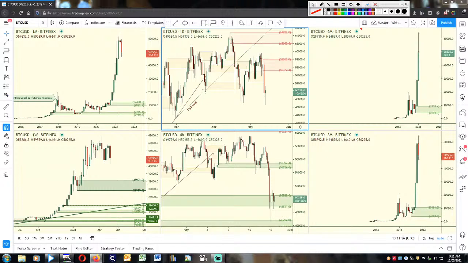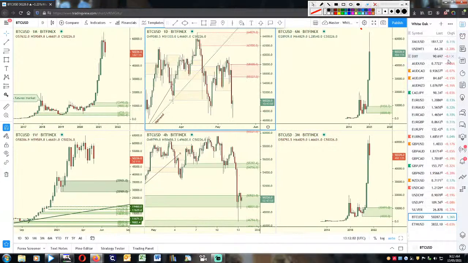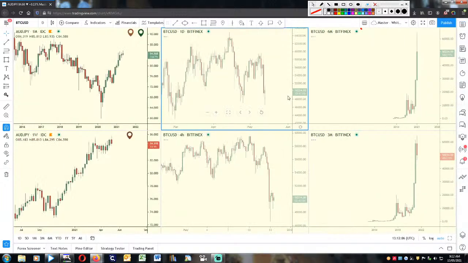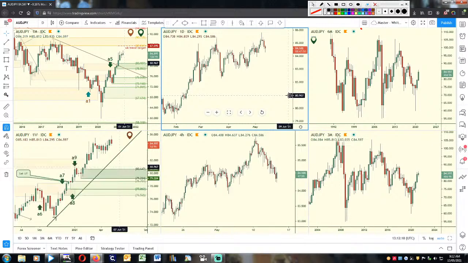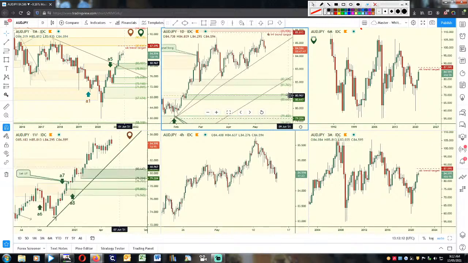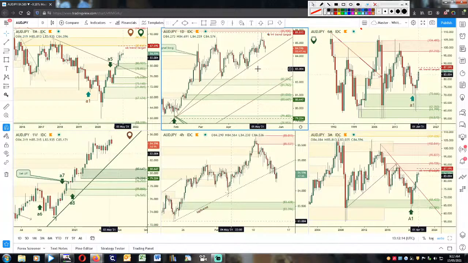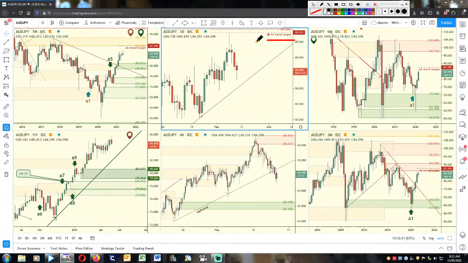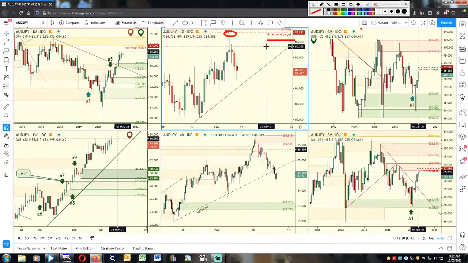Okay, let's take a look here. Aussie Yen. Alright, you want to take a look at Aussie Yen? We can do that. Aussie Yen is still just sitting sideways. We had a 4-hour target here that got hit just within a pip or two. Pretty incredible how that happened.